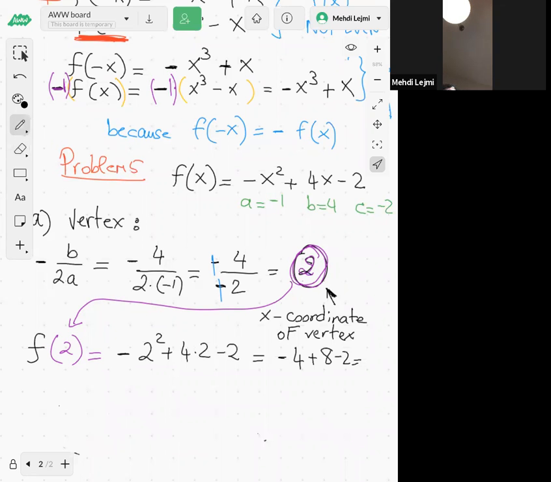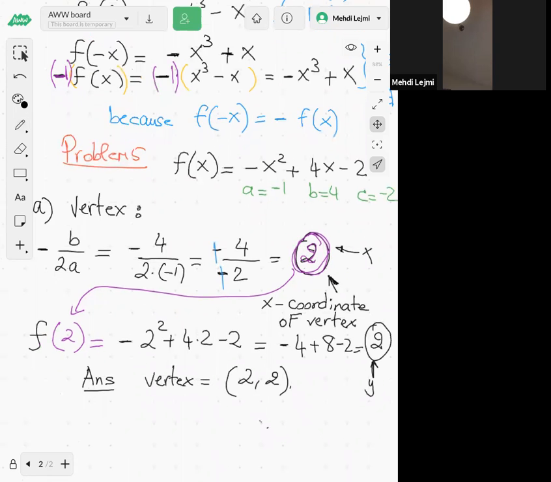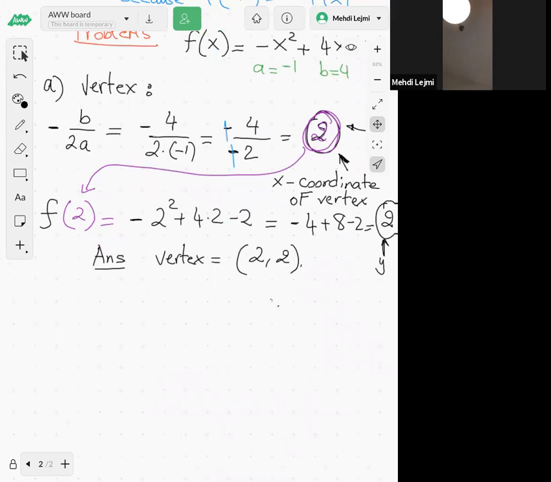So minus 4 plus 8 minus 2, it's plus 4 minus 2, so it's positive 2. So we have f of 2 is 2. My vertex is the point where the input x is 2 and the output y is also 2. It's just a coincidence that the x and y here are the same.